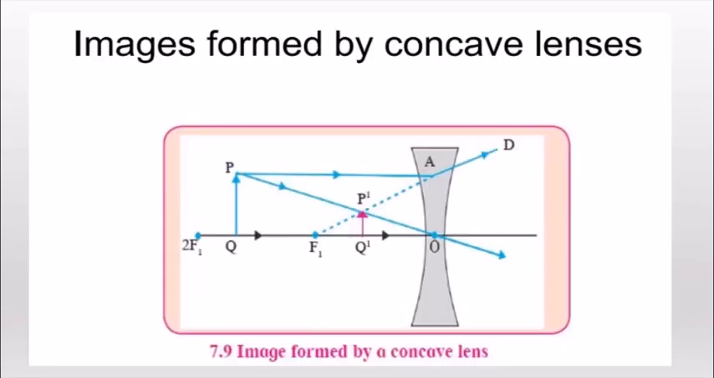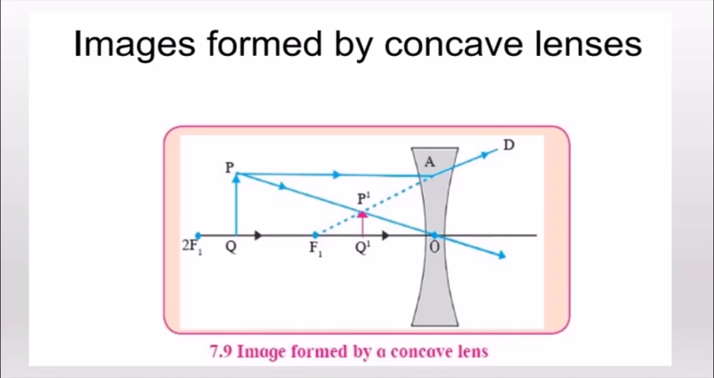Now the images which are formed by a concave lens. Very few images are formed with the help of concave lenses. As you can see in the figure, the object PQ is placed between f1 and 2f1, in front of a concave lens. Now there is an incident ray, PA, which starts from P, goes parallel to the principal axis and goes along AD after refraction.